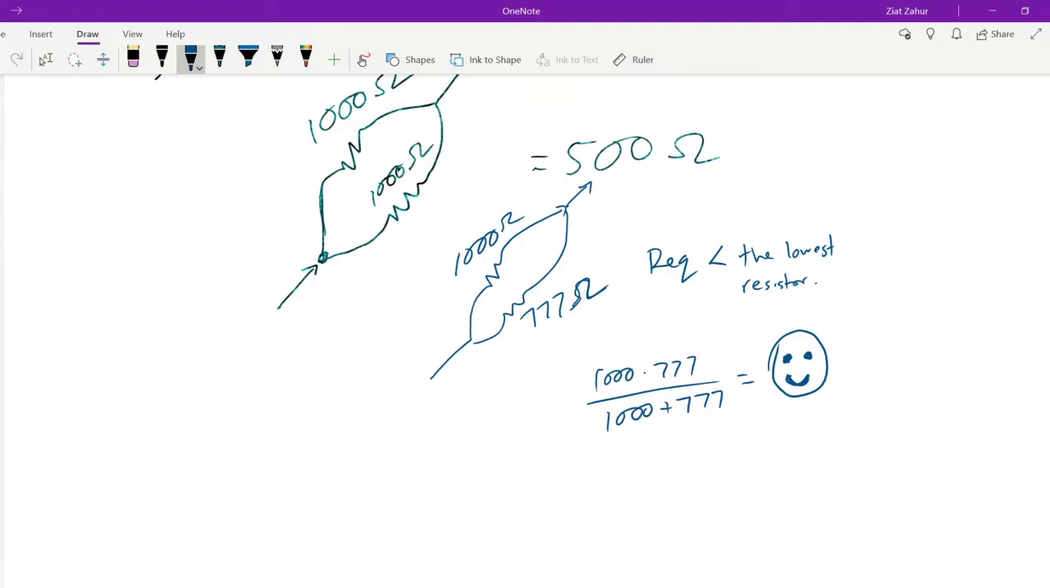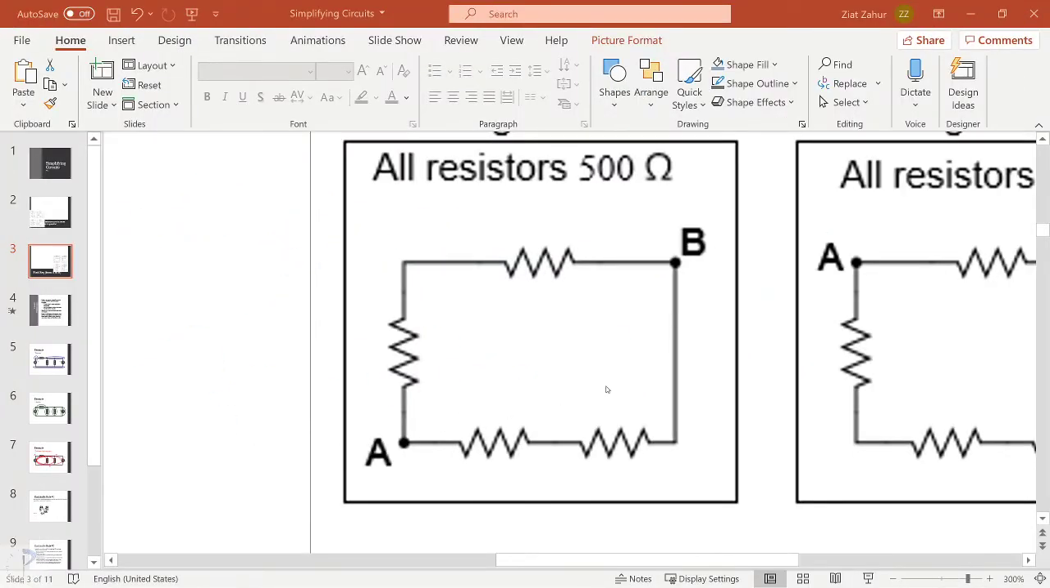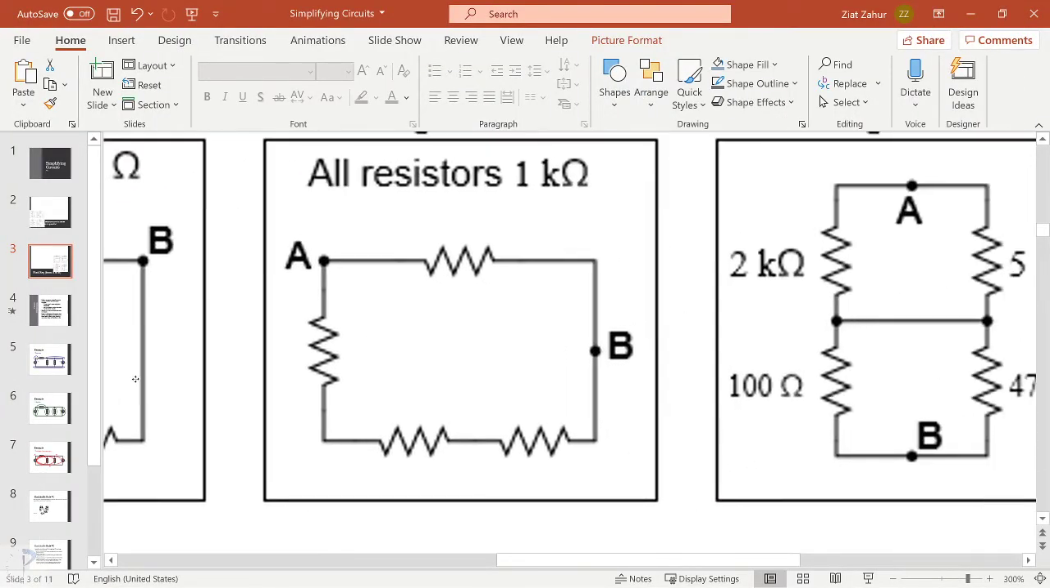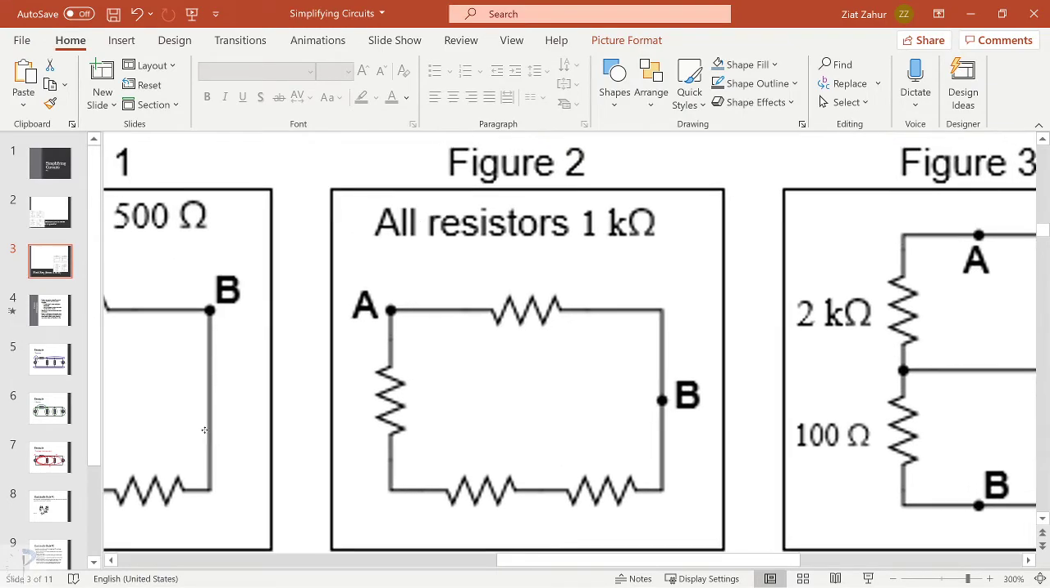All right. Cool. Everyone got the first one. Let's go and move on to the second one here, figure 2. Ooh, this one's slightly different now. B is now somewhere on the side here. Use the same strategy. What did I just do? I drew some arrows indicating where the current's coming in and which way the current's flowing out. That's how it helped me determine which ones are in series and which ones are in parallel.